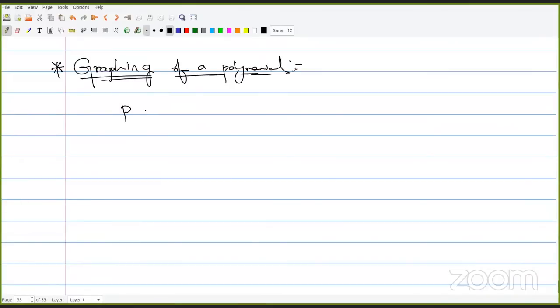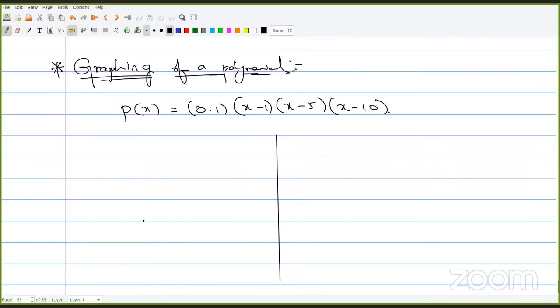So we have two polynomials. P of x is equal to 0.1 times (x minus 1) times (x minus 5) times (x minus 10). Now see, this is the polynomial given to us, which is factorized. If I wanted to draw the graph of this polynomial, from where should I start? Let me explain.